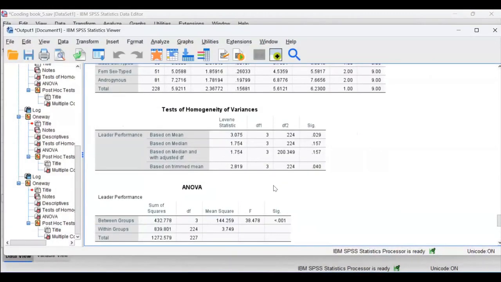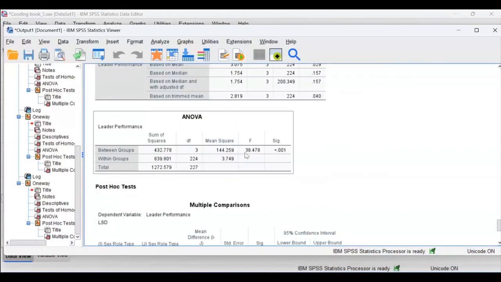Yes, now it's visible. We are getting this 38 because you are dividing the mean square between the groups by the mean square within the groups. We are getting the F value, that is 38.478. If somebody wants to write a detailed explanation as part of your report writing, you can just take note of it.